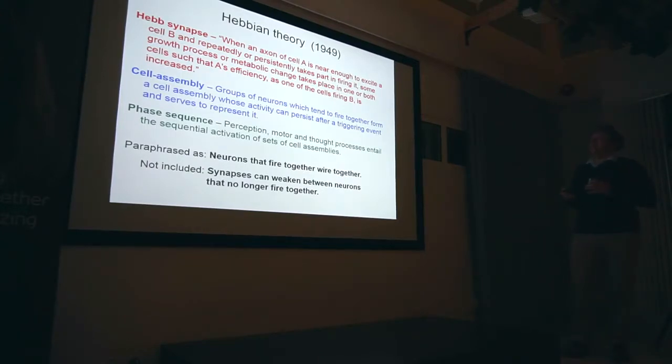In phase sequences, perception, motor and thought processes entail sequential activation of sets of assemblies. So if there are overlapping cell assemblies, one can cause another to fire, cause another to fire. And this is often paraphrased as neurons that fire together wire together. But what wasn't included in the theory was that synapses also weaken when the neurons don't fire together. And actually, cell assemblies can inhibit each other. There's mutual inhibition and competition.